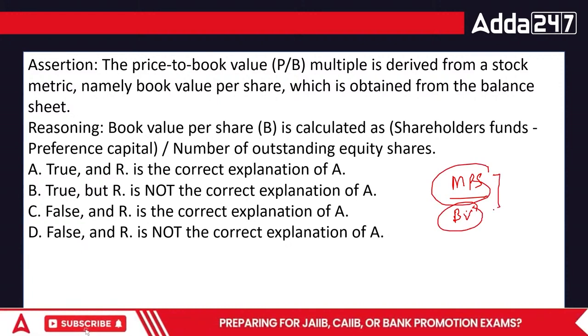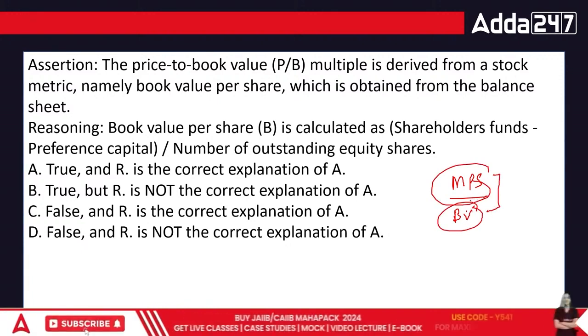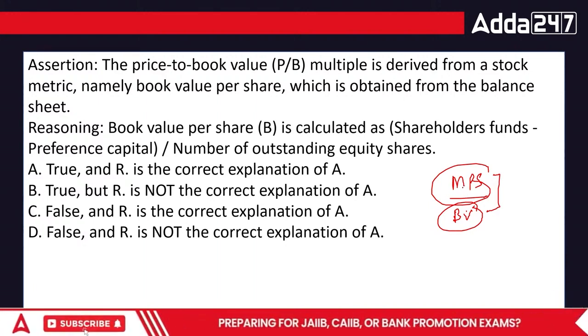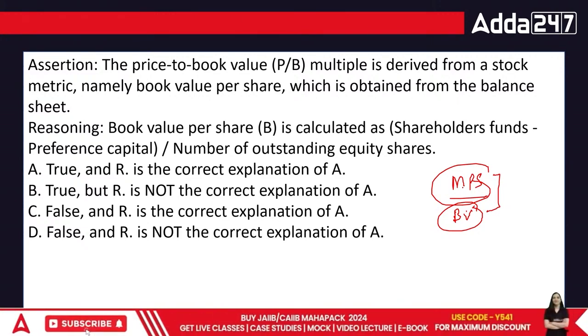So when we talk about stability, book value is normally never negative unless the organization turns into a sick unit, because in a sick unit you'll find the net worth being negative. Otherwise, in almost every organization, this will always be positive.